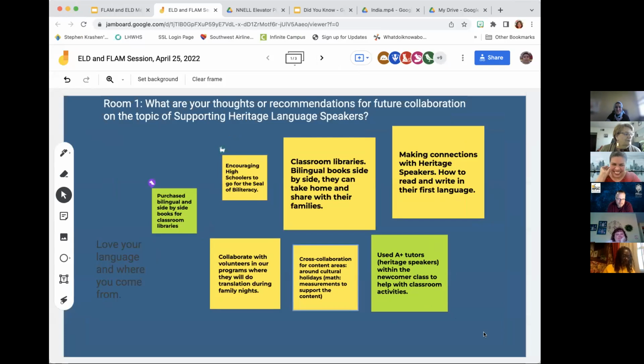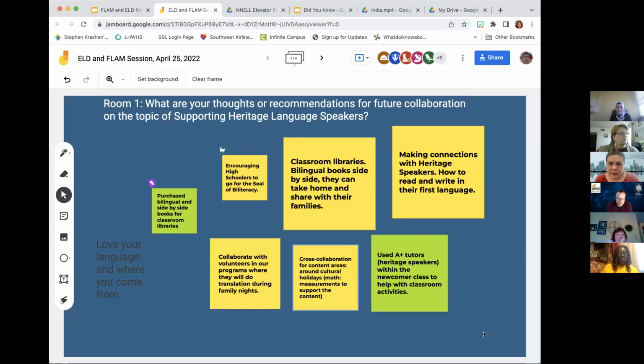I know Daisy was talking about her district purchasing some bilingual books for students, and some of them are sort of side-by-side text. So maybe one page is English and the next page is Spanish, and they're available for students in the classroom and also to check out and take home. Another person in the group wants to encourage high schoolers to go for the Seal of Biliteracy. I think a couple of people said they have a few students trying to pursue that, but maybe not as many as they would like.